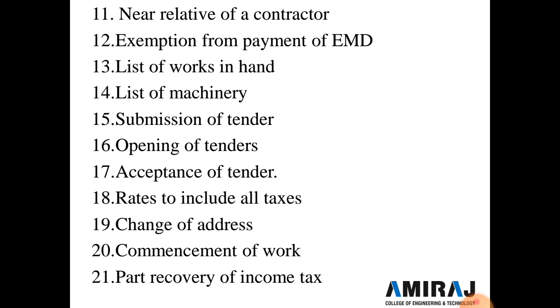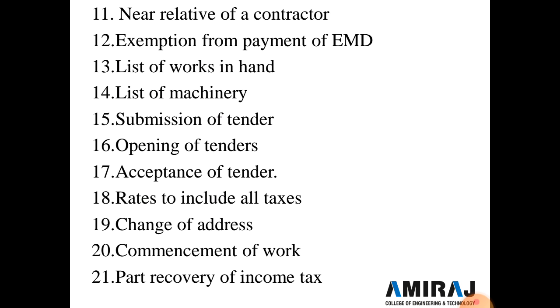Now the 13th clause is the list of work in hand. The contractor shall submit a list of works that are in hand or ongoing, giving the particulars of the name of work, the division where the work is being executed, the amount of work, and the percentage of work completed.